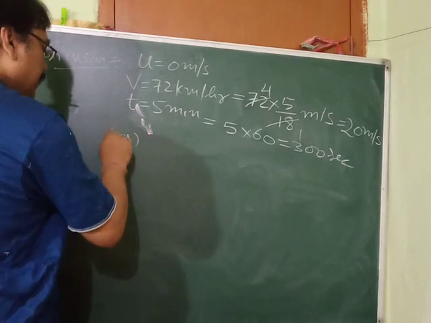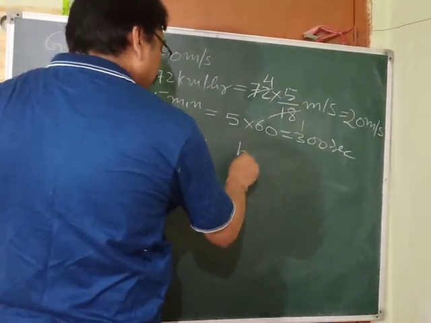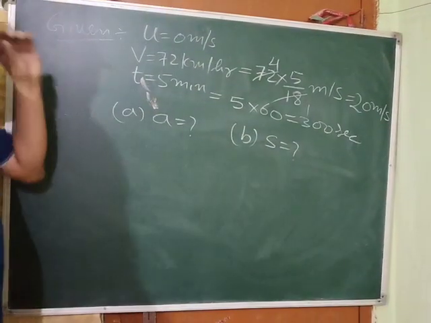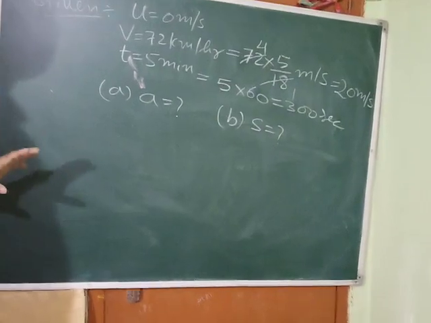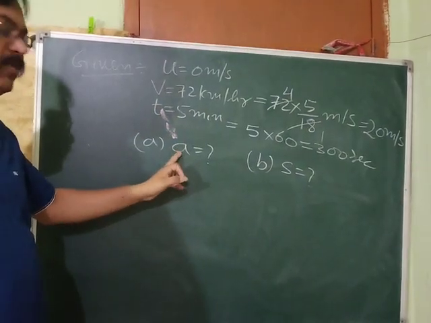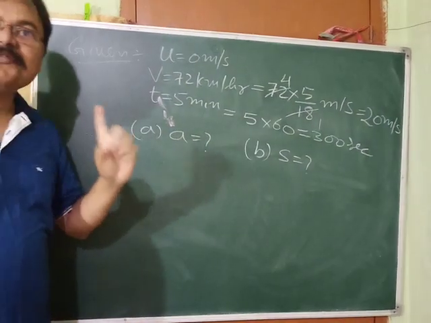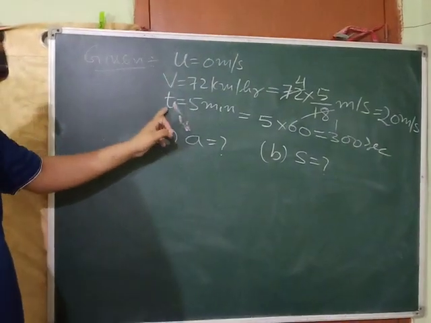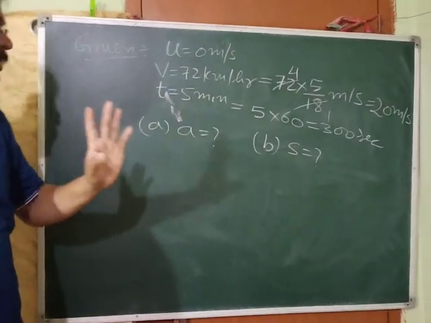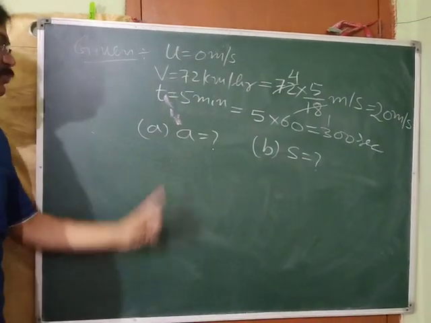In part A we have to find out the acceleration, and in part B we have to find out the displacement. See what things we have. We have u, v, and t, and we have to find out a. So tell me which equation contains only these four quantities, u, v, t, and a, and no other. That is the formula we have to use.